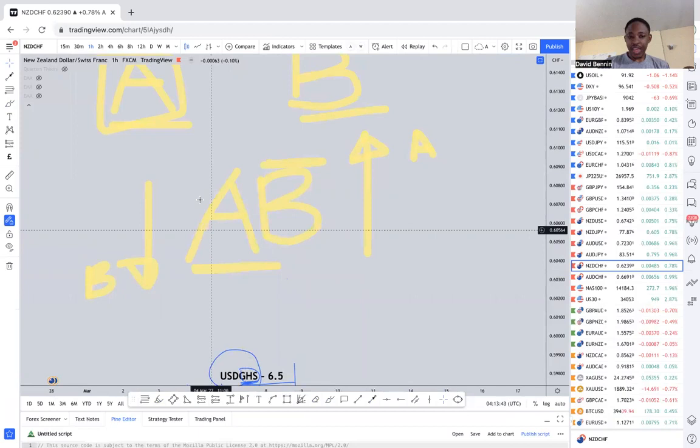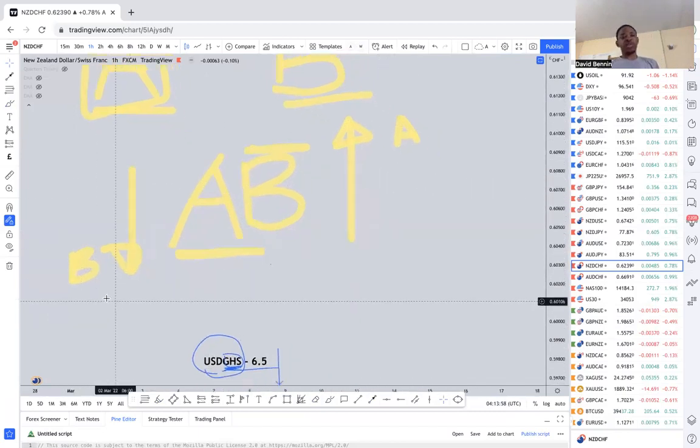So here we can say A is representing the dollar and B is representing the Ghana cedi. So anytime the market, as in AB or the rate, goes up, it is A that is causing it. And anytime it goes down, it is B that is causing it. So I hope this makes sense.